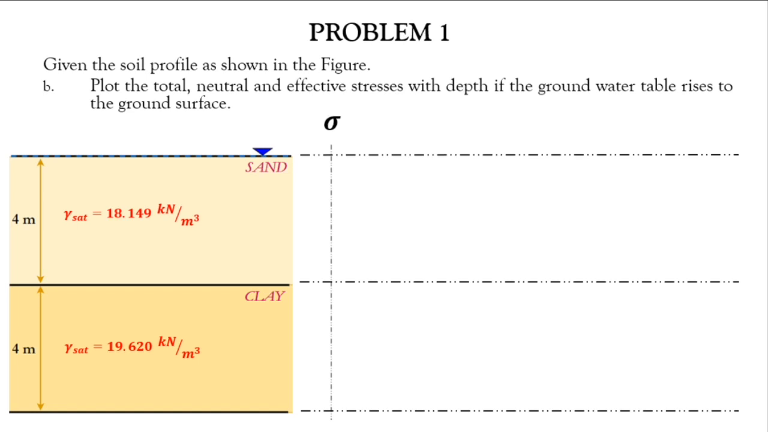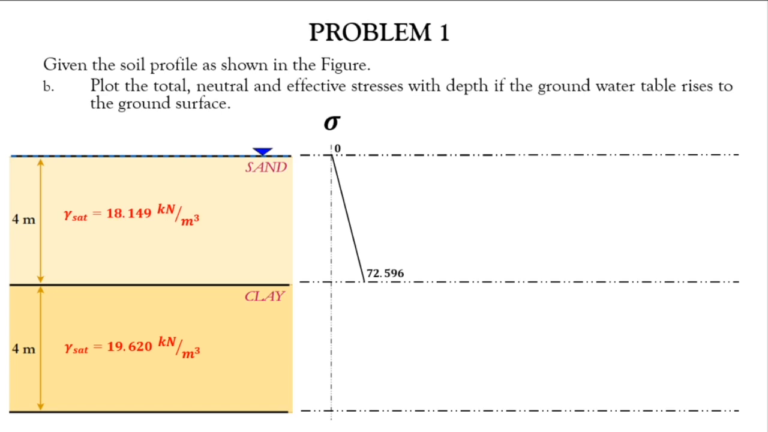So, kunin natin yung total stress at different points ng ating soil profile. Sa taas, sa ground surface, the stress is 0. Gamma times 0 is 0. And then, proceed tayo sa susunod na level, the interface between the sand and the clay, that is 18.149 times the height of the sand layer. So, ibig sabihin, ito yung total stress na na-experience ng mga particles natin dito sa level na to. 18.149 times 4, and that is equivalent to 72.596.